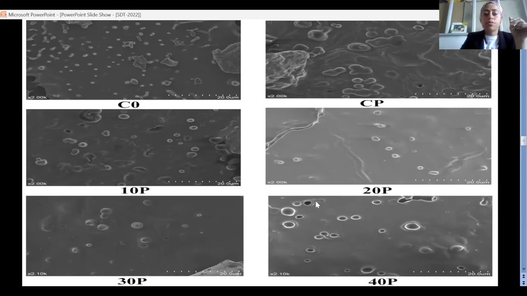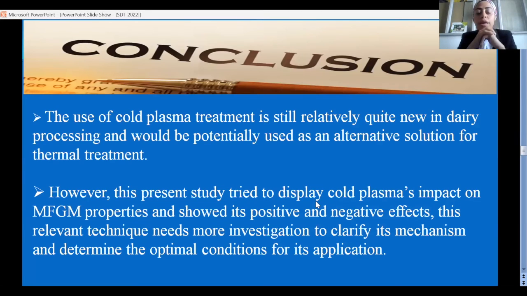So the conclusion of this study is that the use of cold plasma treatment is still relatively quite new for processing and would potentially be used as an alternative thermal treatment. However, this present study tried to display cold plasma impact on MFGM properties and showed its positive and negative effects. This relevant technique needs more investigation to clarify its mechanism and determine the optimal conditions for its application.